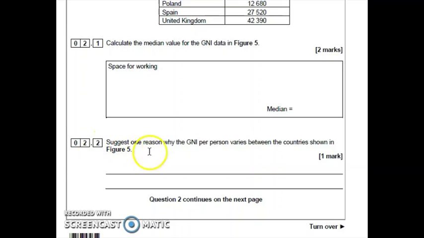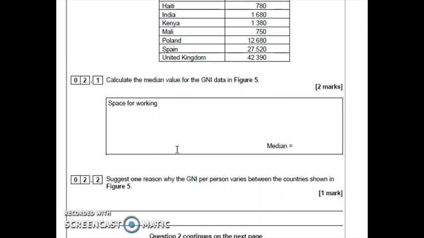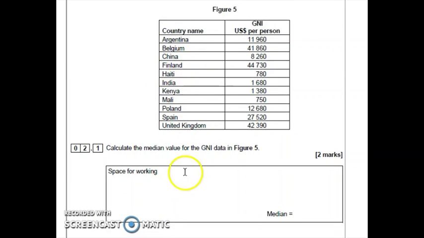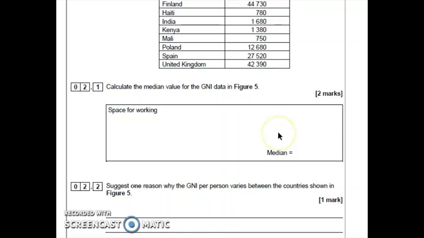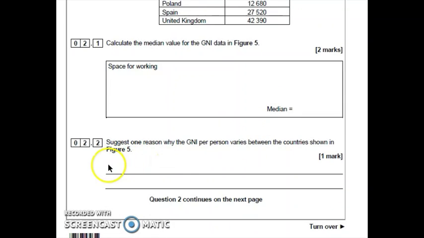Question 2.2 suggests one reason why the GNI per person varies between the countries shown in figure 5 for 1 mark. So basically, why is it that all these countries have different GNI per person values? Looking at the mark scheme, it actually gives marks just by saying something as basic as some of the countries in that list are poor, for instance, Kenya. And what I'd be inclined to do is to maybe just give a reason why.